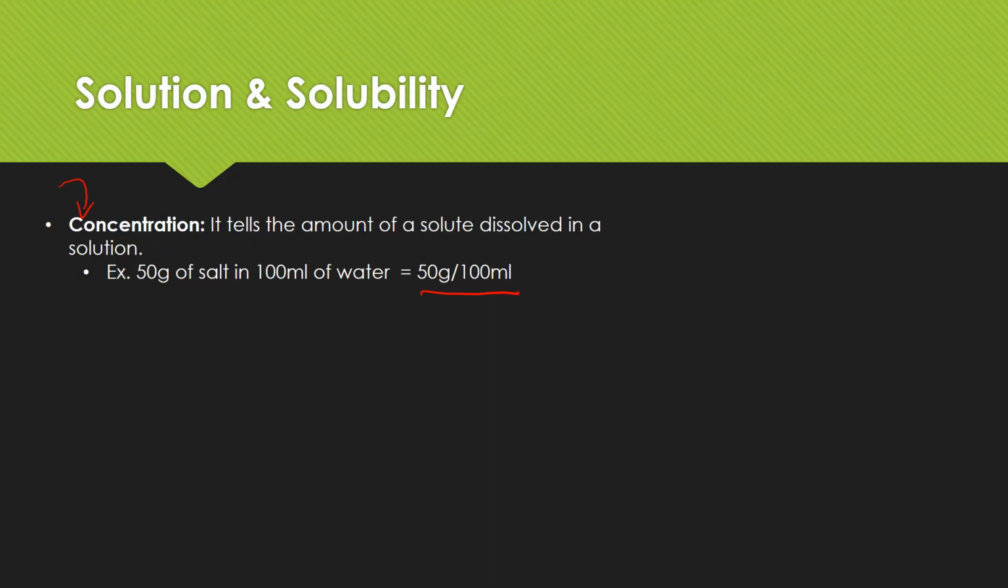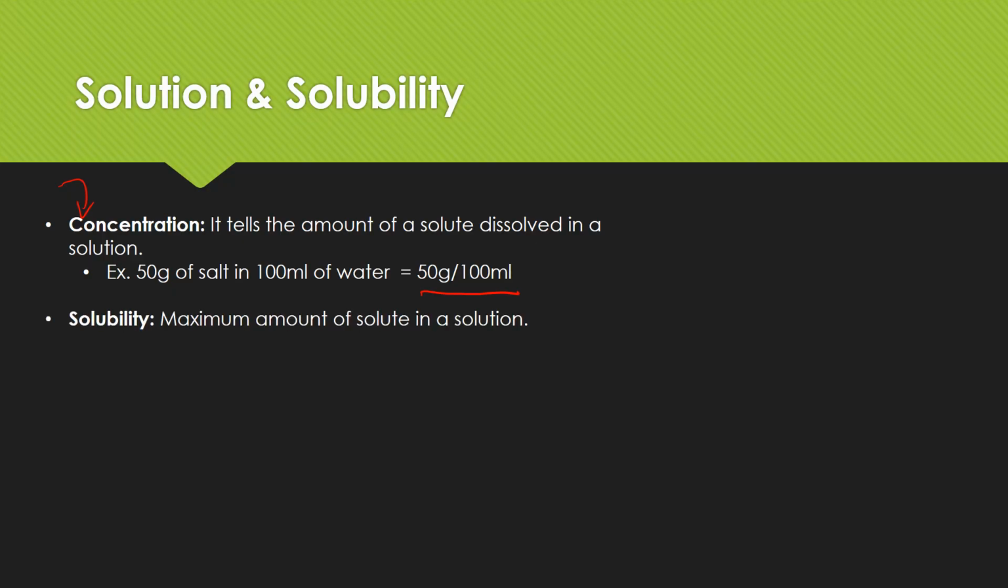If it's a low concentration, you're not going to have much of the solute. It'll be really watery. If it's a high concentration, you're going to have a ton of solute, a ton of that drink mix in that water to make it taste really sweet. So that's all concentration is. It's just telling us how much of something has been dissolved in something else.